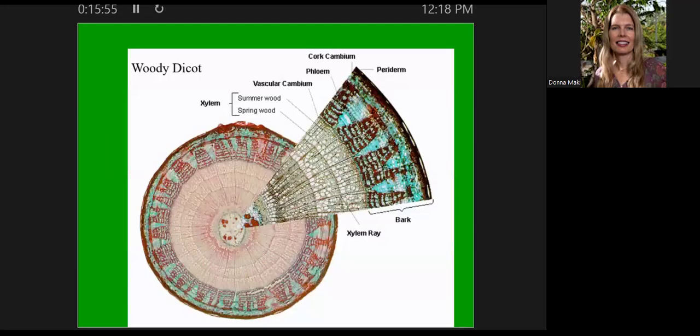And then this one is nice because it shows both. So here you have a stem in cross section. And then they've blown up a pie section of it, so to speak. So you can see the vascular cambium that's giving rise to the secondary xylem and secondary phloem. And then the cork cambium is way out here. That's giving rise to the cork cells to the outside and the parenchyma cells to the inside. So they have it nicely labeled, everything outside of the vascular cambium, that's your bark tissue.